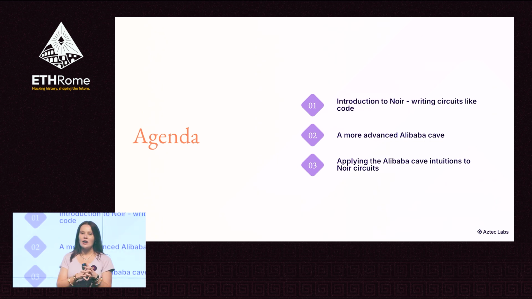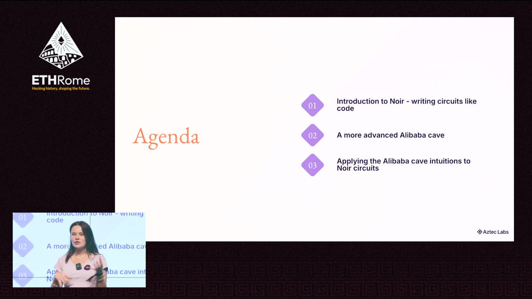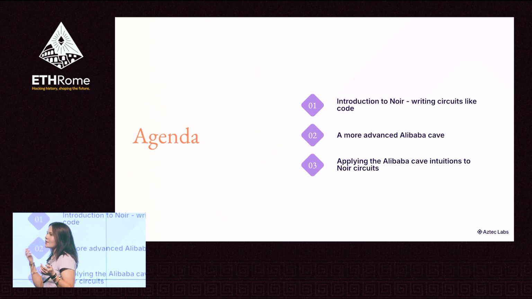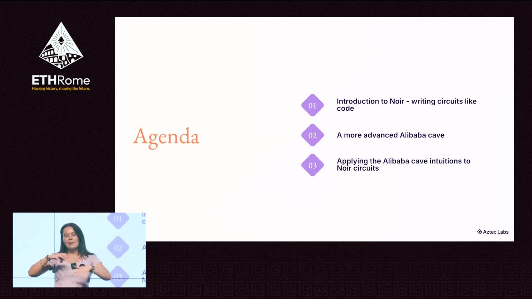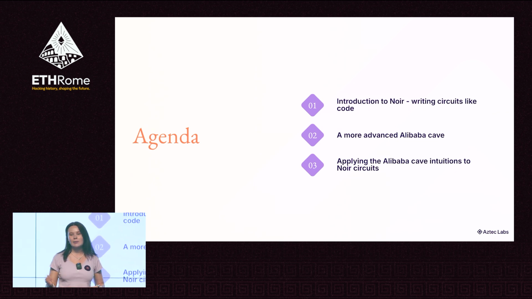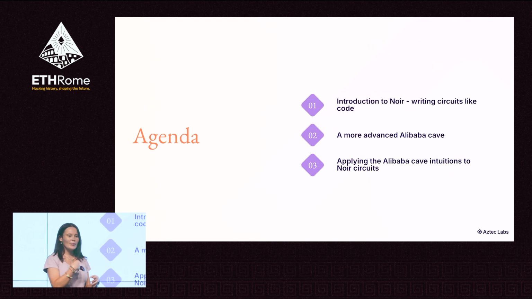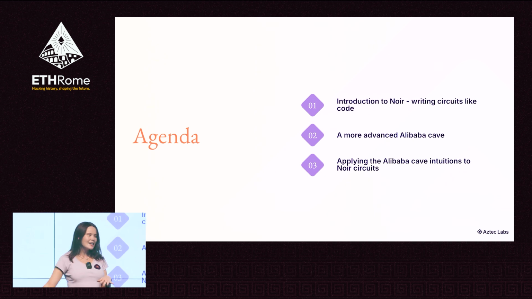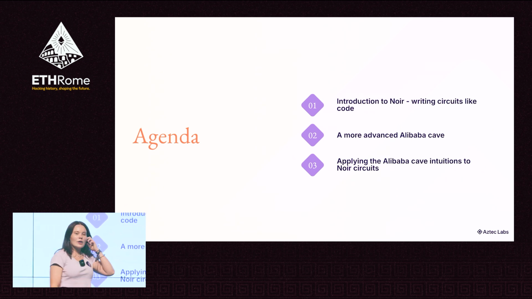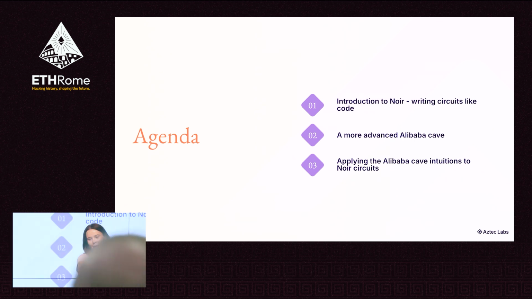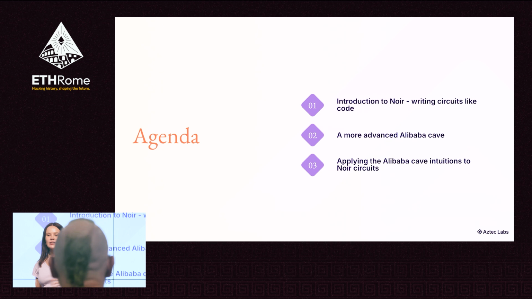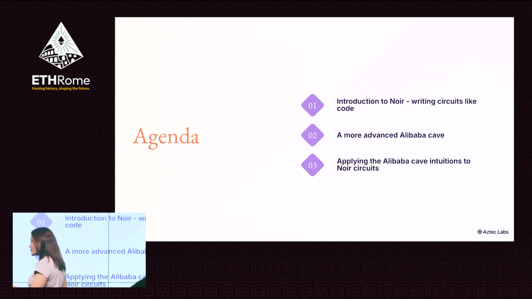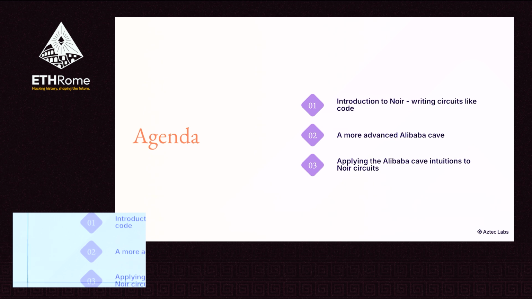We're also going to talk a bit about an introduction into circuits and how to get an intuition of how ZK works. Then I want to explore the Alibaba cave, which is a really common thought experiment for understanding ZK, and go a bit more into a more up-to-date version of what ZK looks like these days. And then we're going to use those new Alibaba cave intuitions to look at circuits in Noir and see what they look like and how you can use them in your own stuff.